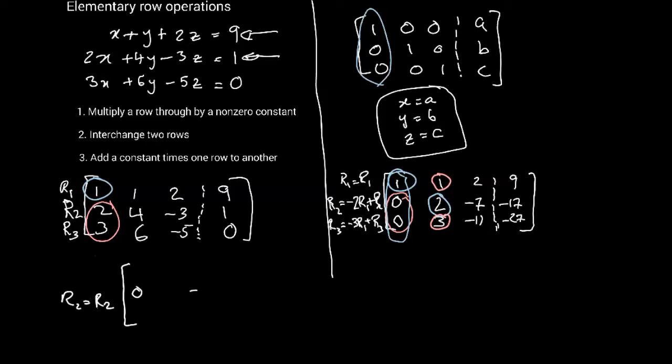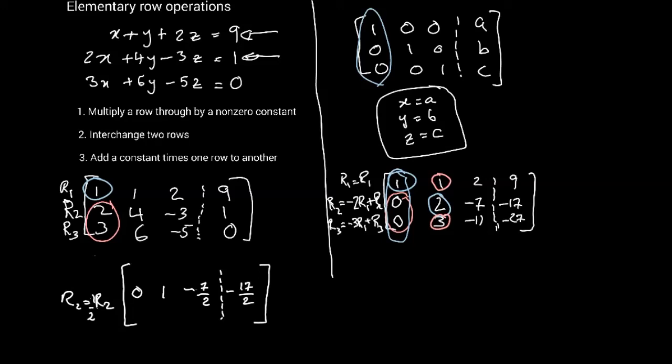So what will happen here is row 2 is going to be half of the original row 2. Why? Because we want this 2 to become 1. So we will divide through by 2, which means multiplying by half. So this will become 1, this will become 7 over 2, and this will be minus 17 over 2.